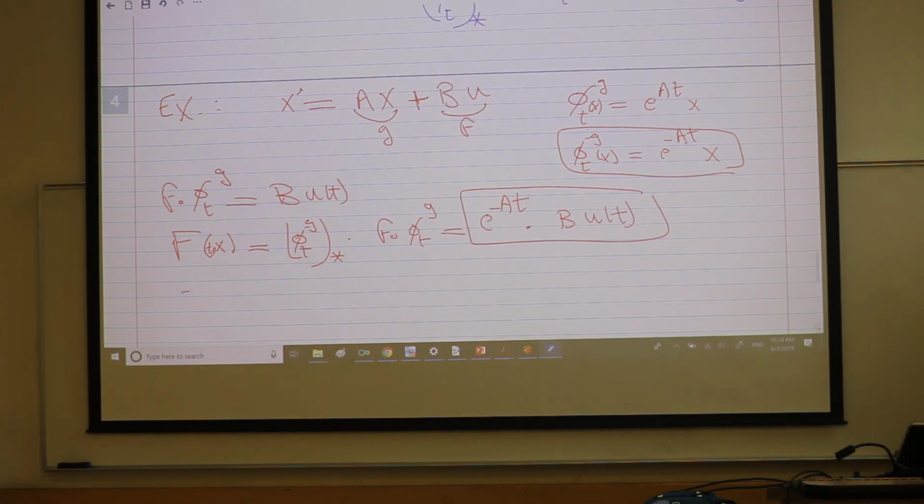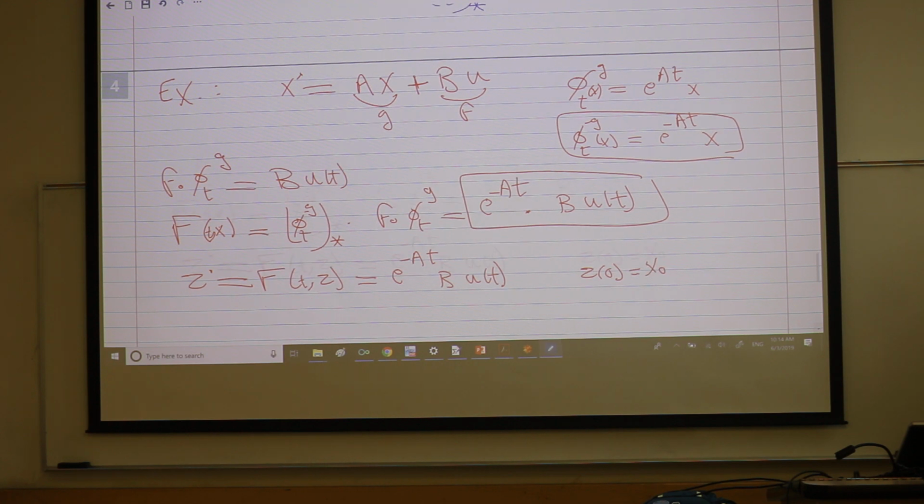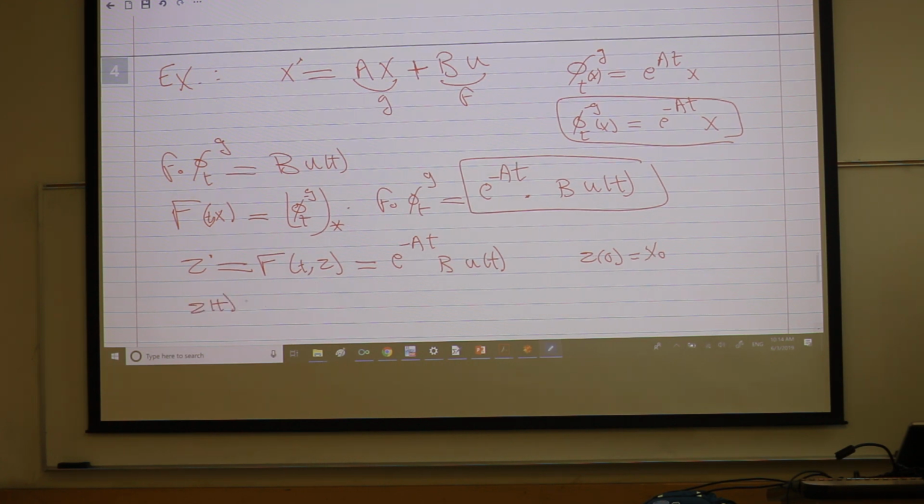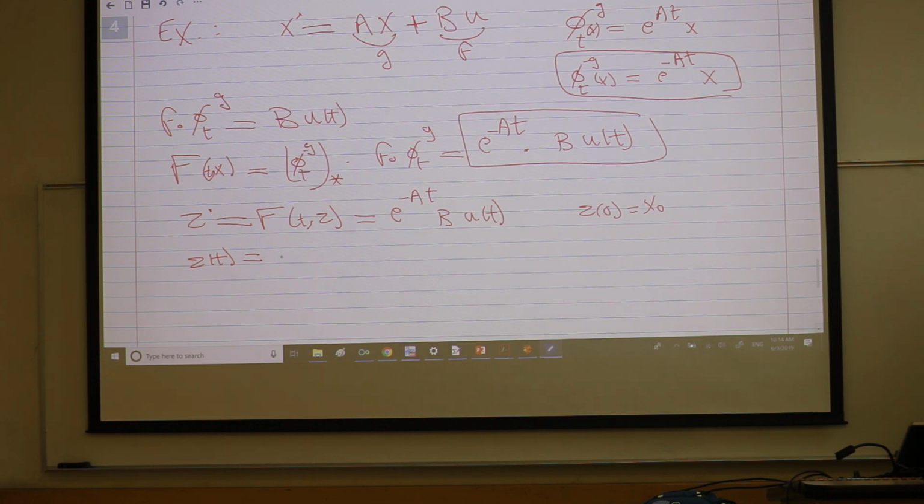So our first system, the z system, is just z dot equals f of t and z, which is e to the negative at bu of t, subject to initial condition that is x naught, coming from the x dynamics. So the solution is easy. The solution is just whatever initial condition plus the integral of this guy, right? Because it's just a function of time and there is no x. Any question about that? And then we pass this as an initial condition to the y system.